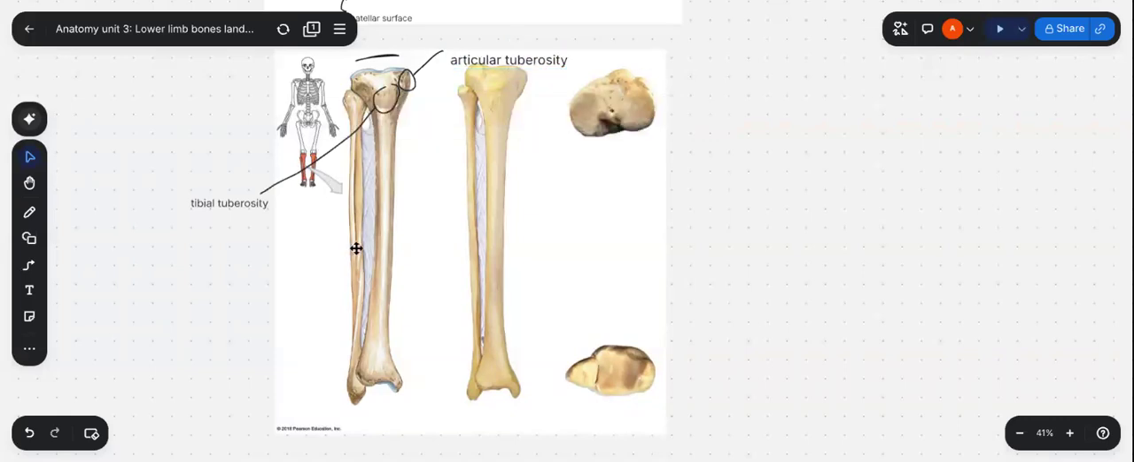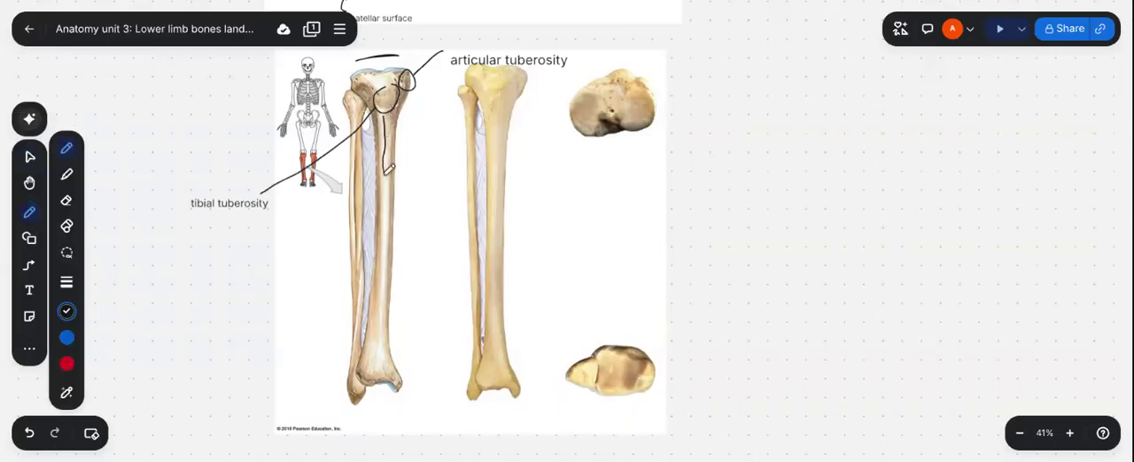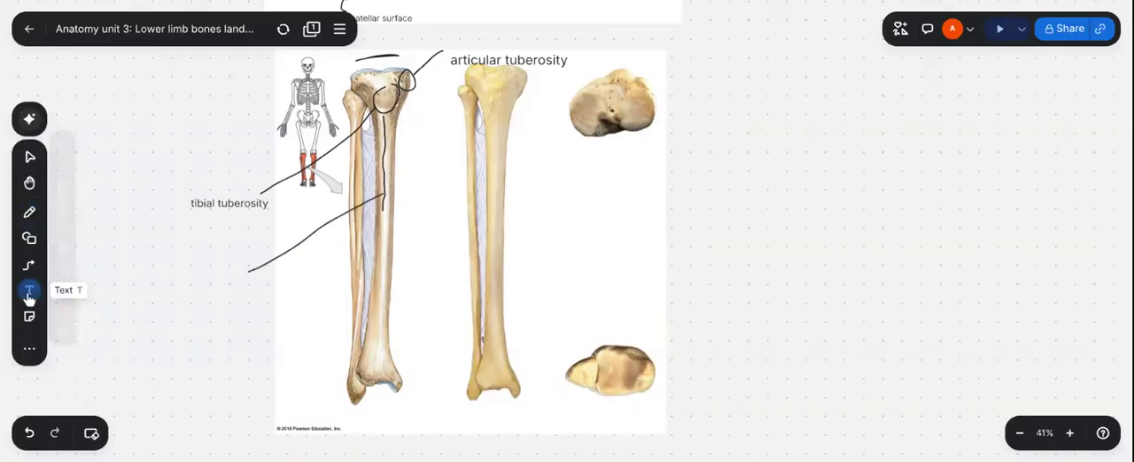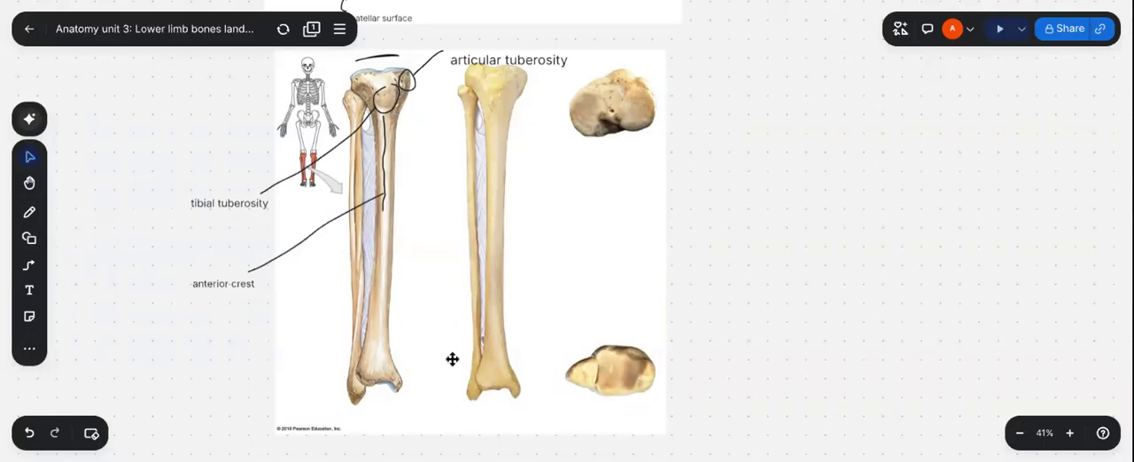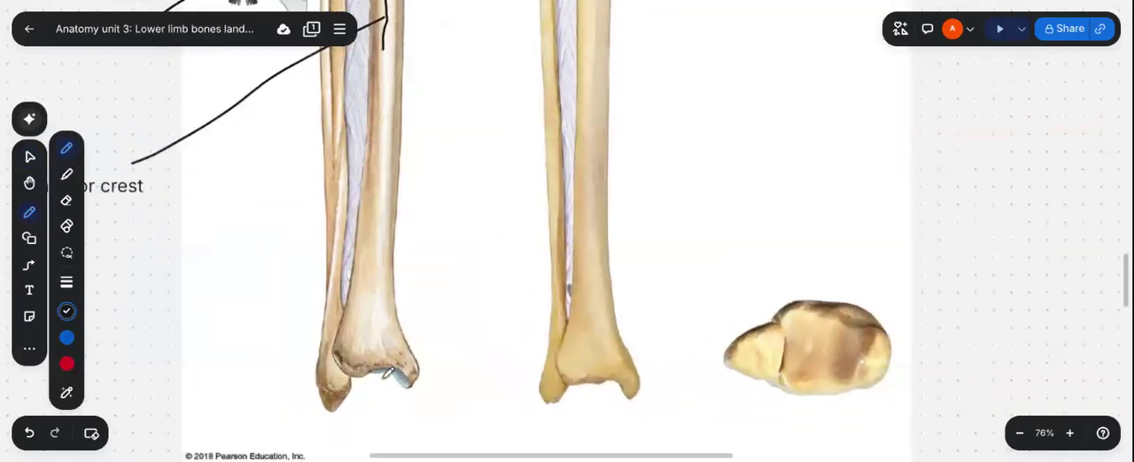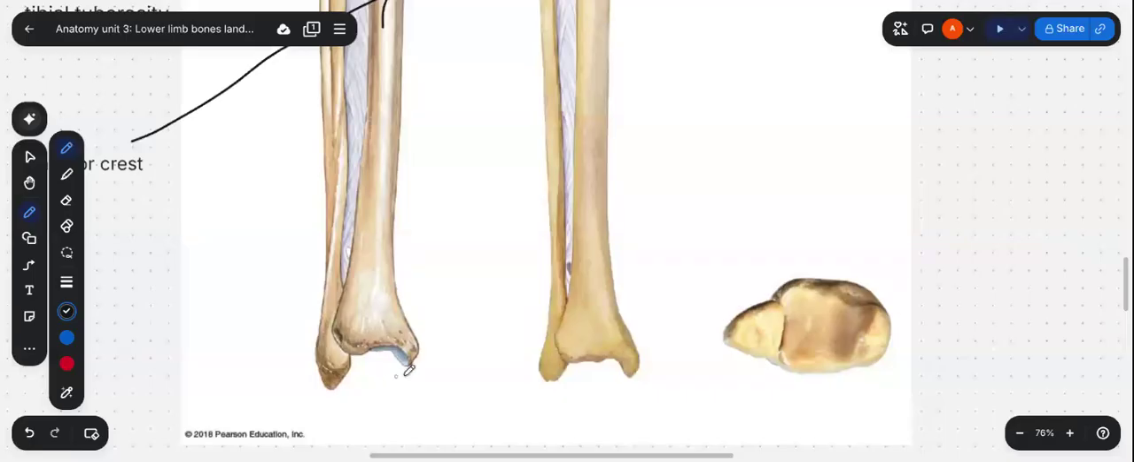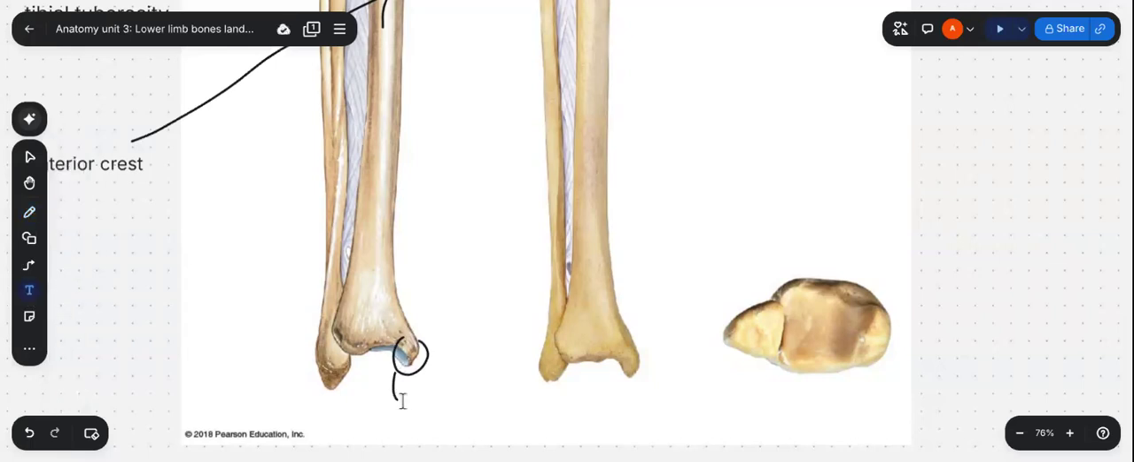Now, you also have your anterior crest. The anterior crest is just going to be this top region of the tibia. It's going to kind of come to a point, and that is why it is called the crest. Finally, on the very end of the tibia bone over here, you have your medial malleolus. The medial malleolus is going to be this little projection that is over here.